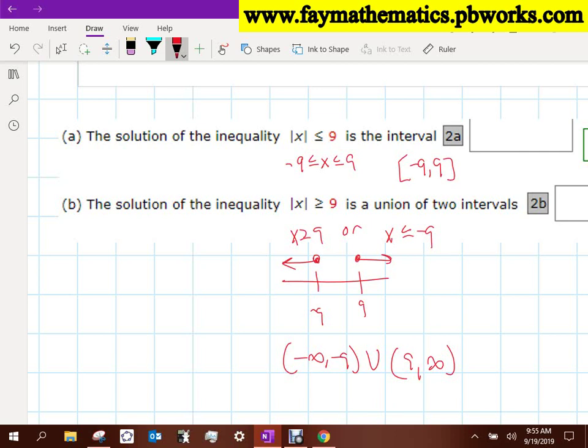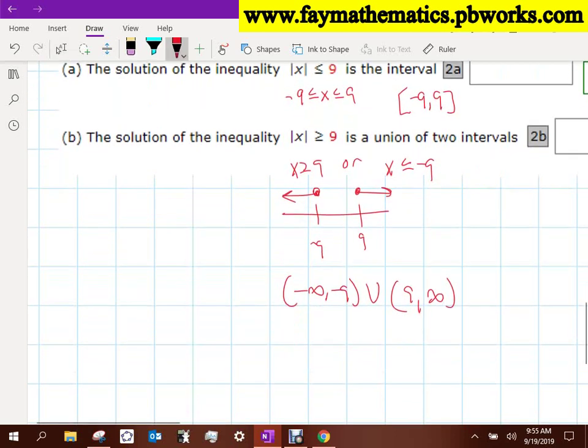Okay, can you give me another chance on that? Yeah, and remember that these have to be chronological. I would not want to write this as 9 to infinity union negative infinity to negative 9, right? I would not write my number line like that. Okay, so just be careful with that. Okay? Yes?